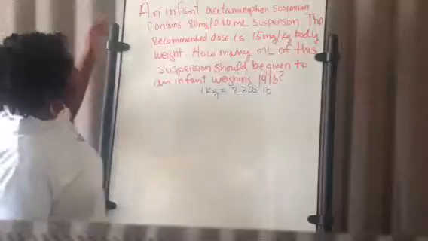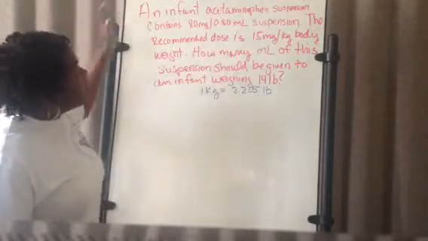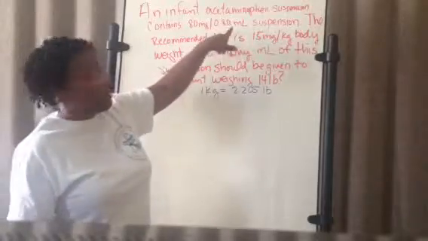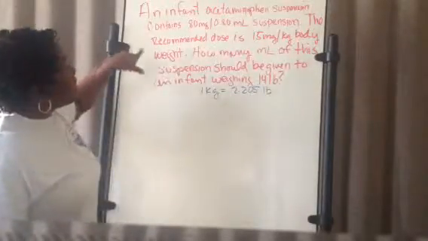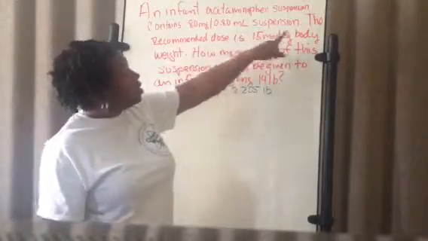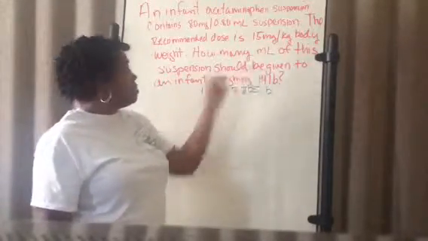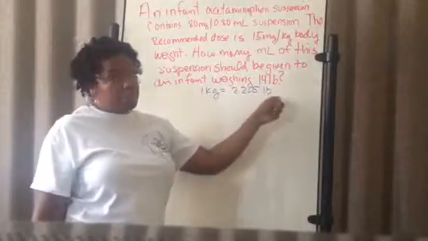Alright, so the second problem reads: an infant acetaminophen suspension contains 80 mg per 0.8 mL suspension. The recommended dose is 15 mg per kilogram body weight. How many mLs of this suspension should be given to an infant weighing 14 pounds?